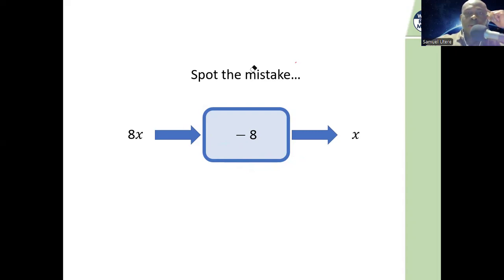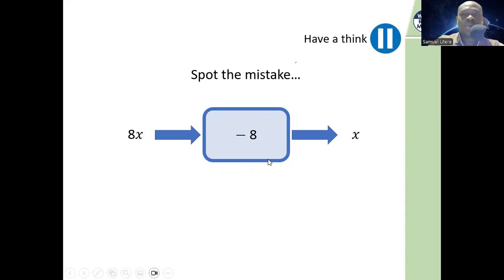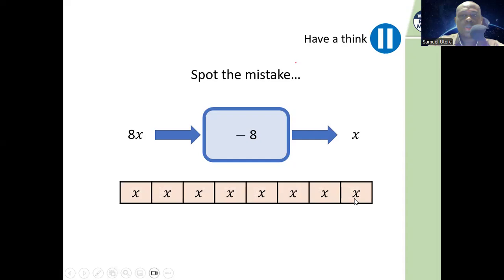Now, remember, thinking about the bar model, 8x means 8 lots of x. So if you have 8 lots of x, and then you want to just take the number 8 from it, we're not going to get an actual answer. Don't you think so? Because it will look like this, right? But you want to take 8 from this. Does it really make sense? You want to take a number from a letter.